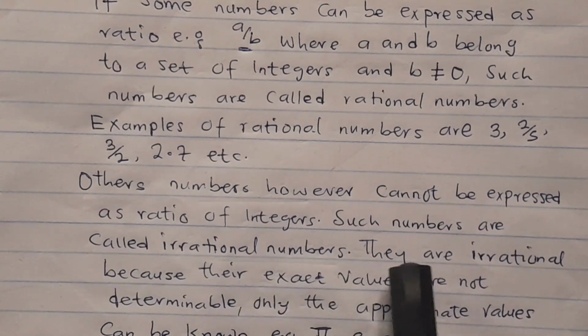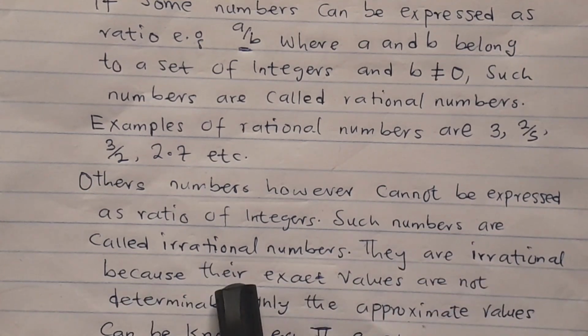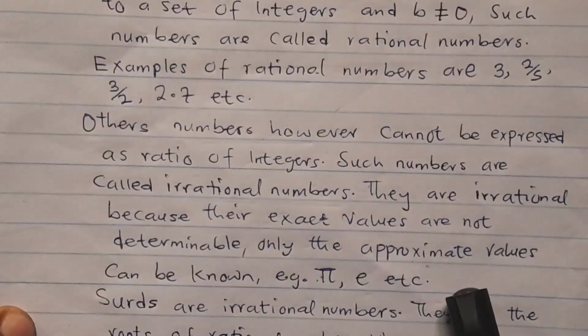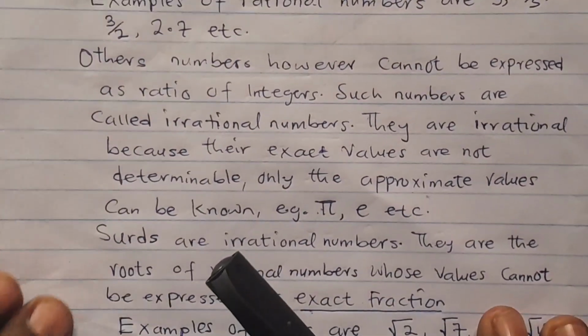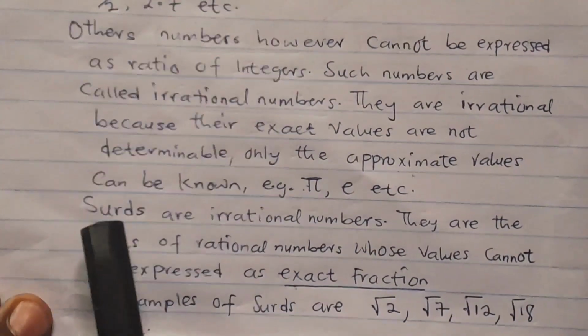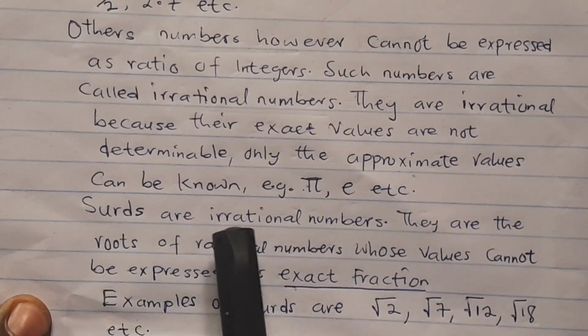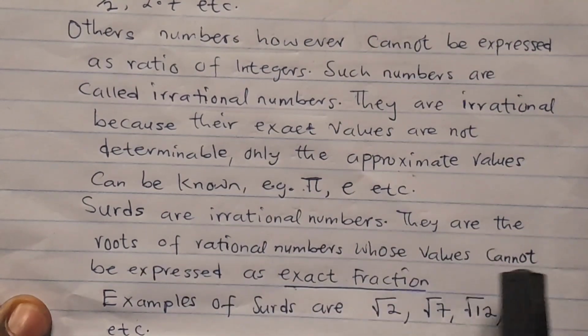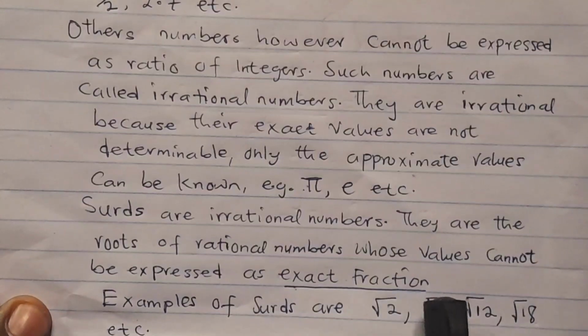Other numbers, however, cannot be expressed as a ratio of integers. Such numbers are called irrational numbers. They are irrational because their exact values are not determinable. Only the approximate values can be known. E.g., we have pi, we have exponential, and etc.